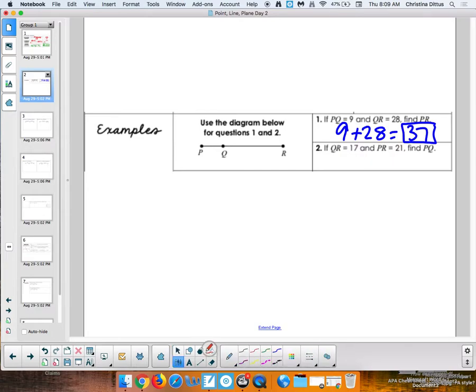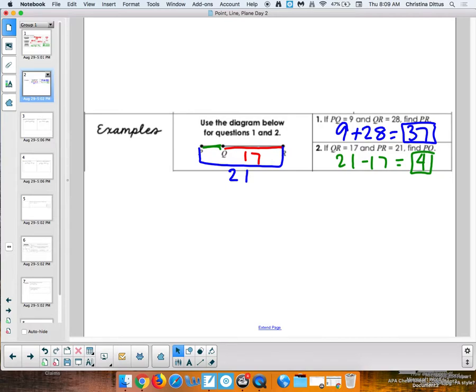If I know QR is 17, so this little chunk is 17, and PR, the whole thing, is 21, am I going to add these two? No. What am I going to do? Subtract them. Find my little chunk. I'm going to take 21 minus 17 and get 4. Awesome. Okay. Questions there?